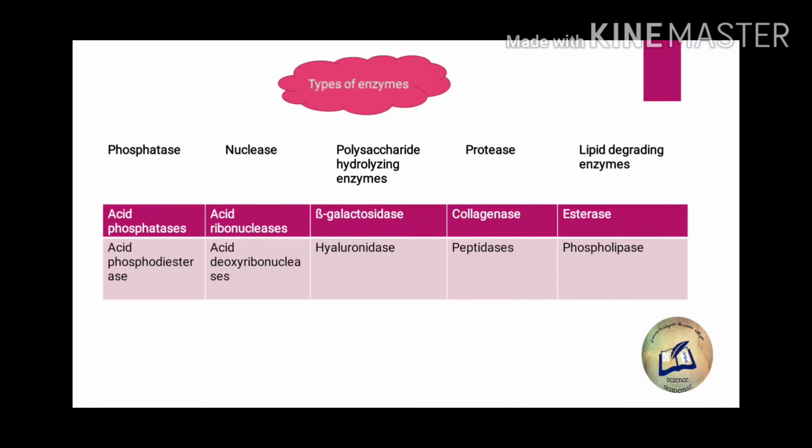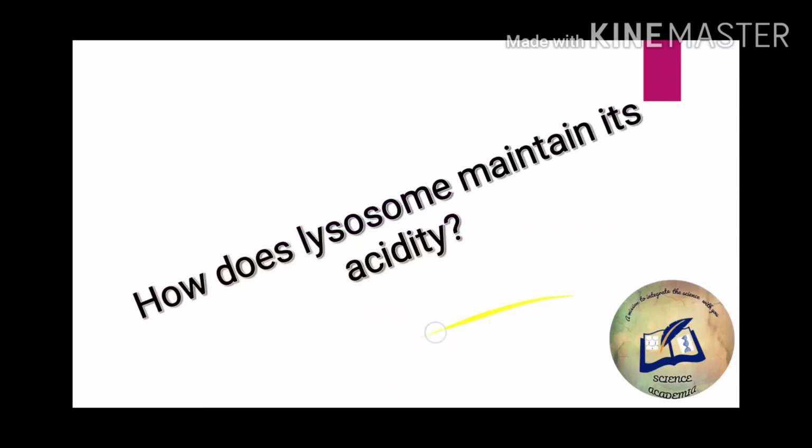So the examples of phosphatase are acid phosphatases and acid phosphodiesterase. In case of nucleases, which act on DNAs and RNAs, these are acid ribonucleases or deoxyribonucleases. In case of polysaccharide hydrolyzing enzyme, we have hyaluronidase or beta galactosidase. In case of protease, we have collagenase and peptidase. And in case of lipid degrading enzyme, we have esterase and phospholipase. So this is all what I had to teach you in the lysosome part of our lecture.